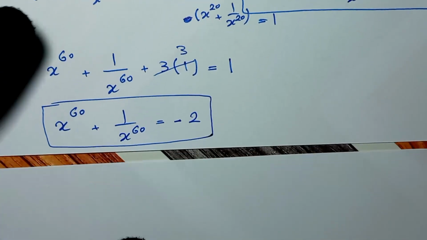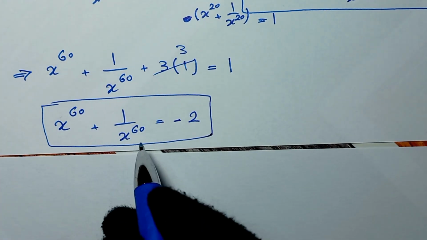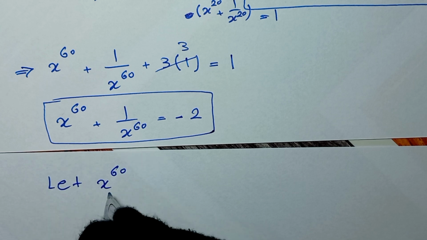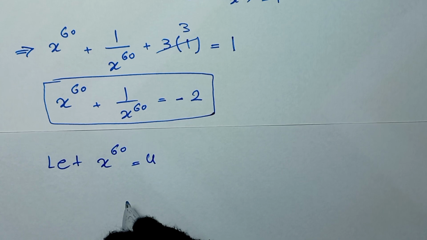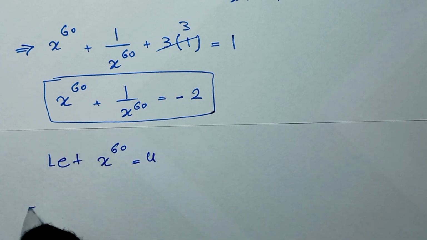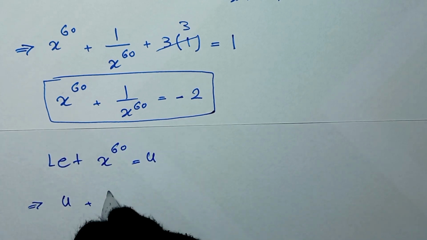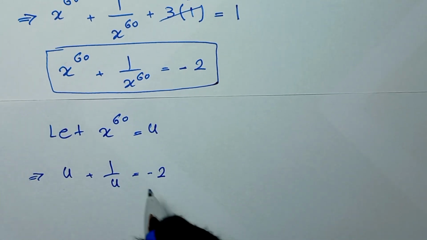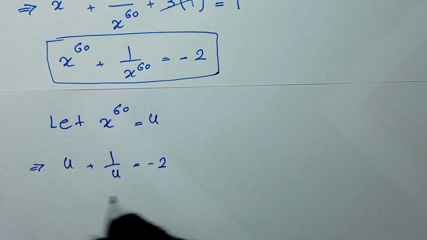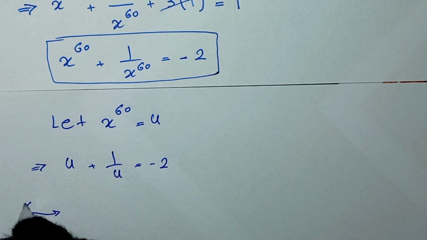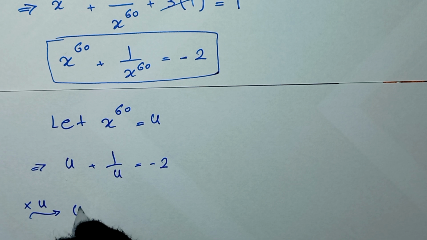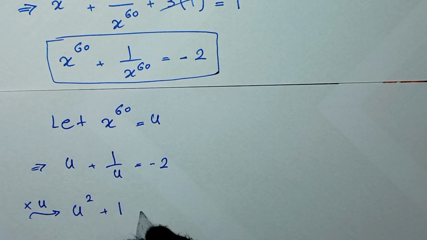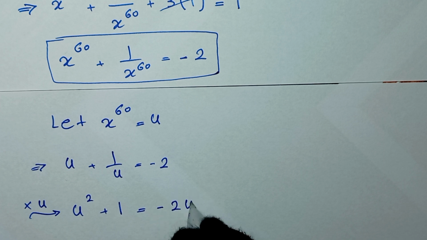And in the next step, from this equation, we let x to the power of 60 as u. So we substitute in this equation, and it will be u plus 1 over u is equal to negative 2. And in the next step, we multiply both sides of this equation by u. So we multiply by u, and it will be u square plus this times u, it will be 1, right? Plus 1 is equal to negative 2u.